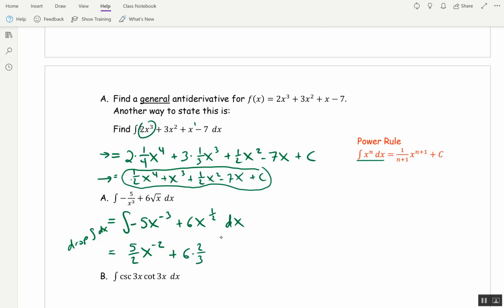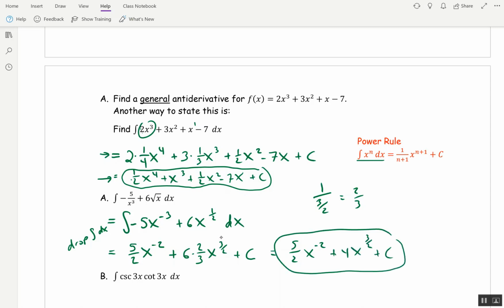So when you have 1 over a fraction when you're integrating, you're going to have a lot of fractions. So I'm skipping right from 1 over 3/2 to 2/3. So that's what I did there. x to the 3/2 plus c. So let's rewrite that. That's 5/2 x to the negative 2. And then 3 goes into 6 twice. 2 times 2 is 4. 4x to the 3/2 plus c.